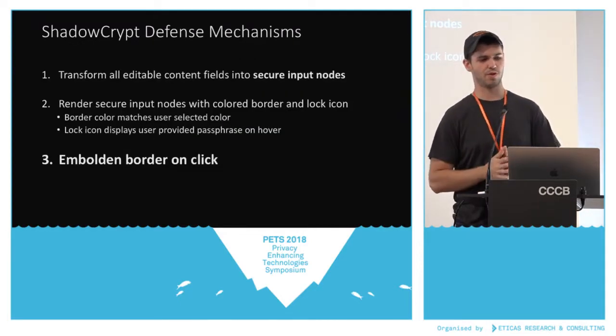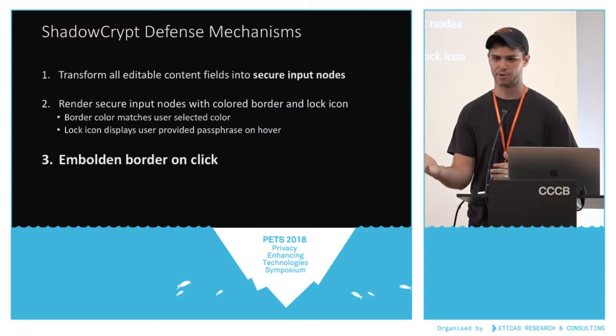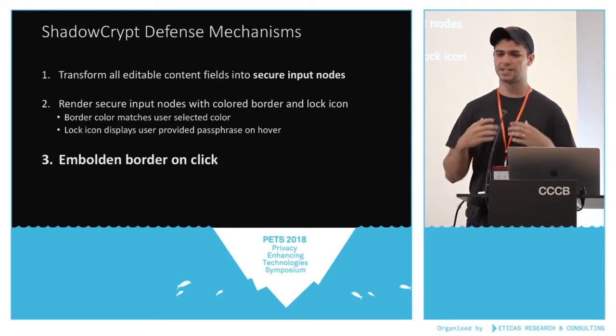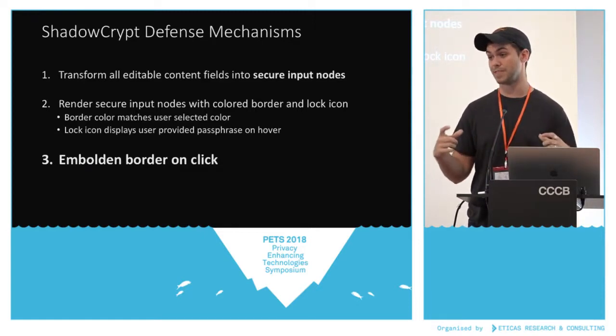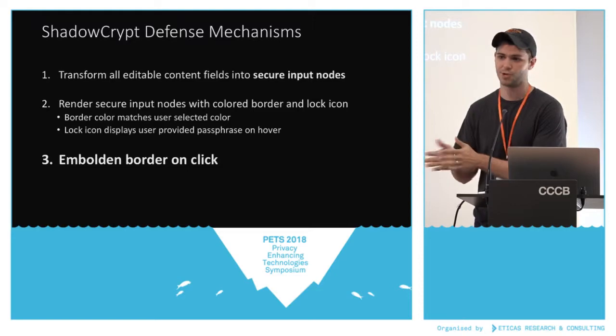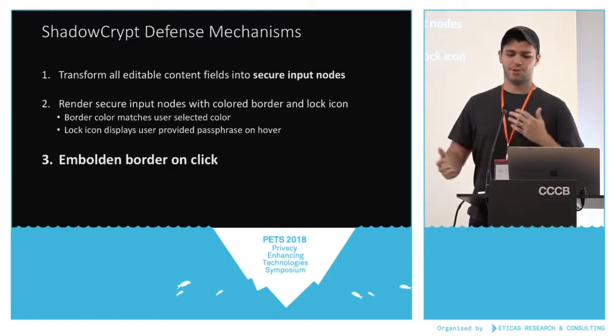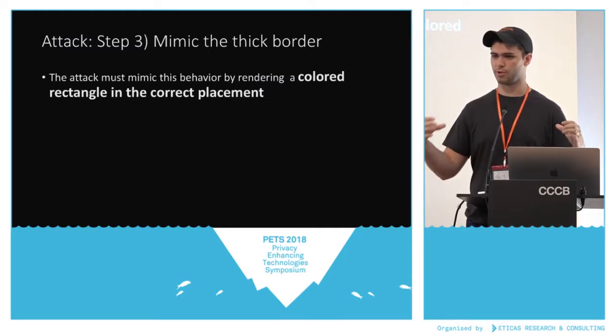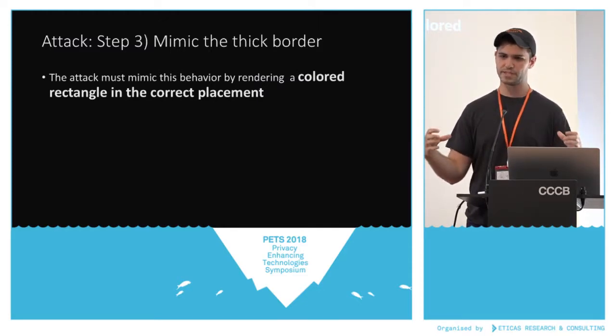ShadowCrypt provides some sort of, almost like a challenge to the attacker in a way. When a user clicks into this, the ShadowCrypt border will become thicker. And so I, as an attacker, then therefore need to mimic that because I don't have access to their CSS code. It's living in the shadow tree. So it's like, well, this isn't good. So what I'll do is I'll just render a colored rectangle and put it in the right place. I know exactly the width of this input, and I can just put that colored rectangle directly where it needs to be.